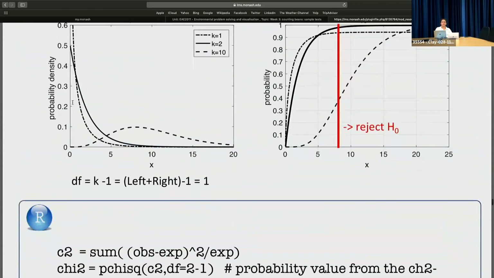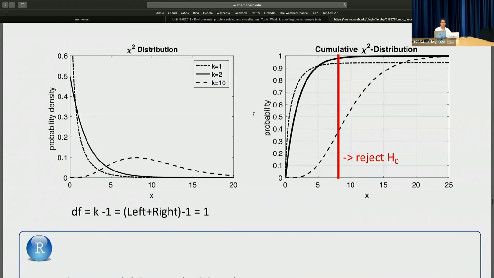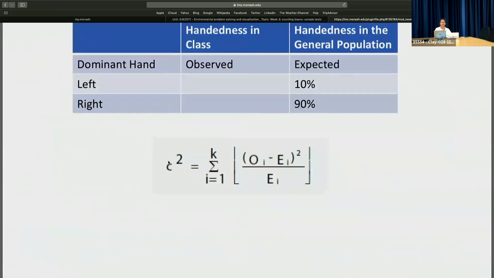We can do it in R, but we can also open tables. So these probabilities have been calculated already, and you can open a table and see whether your value exceeds that critical value. But what's important to understand all the time with the T, with the chi, is that you have your own statistic that is from your data, and you're comparing it to a distribution that is based on an assumption that the null hypothesis is correct.